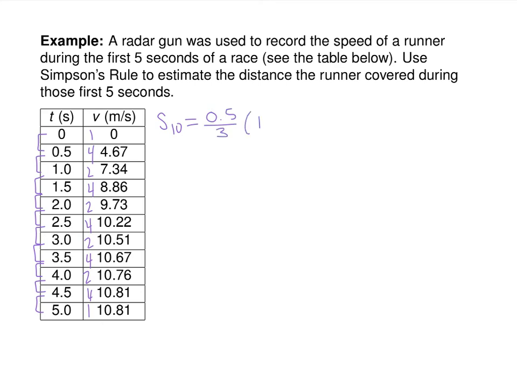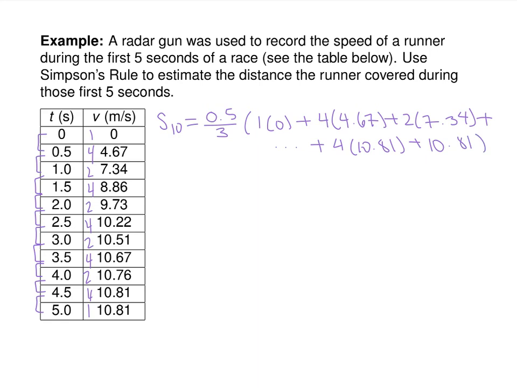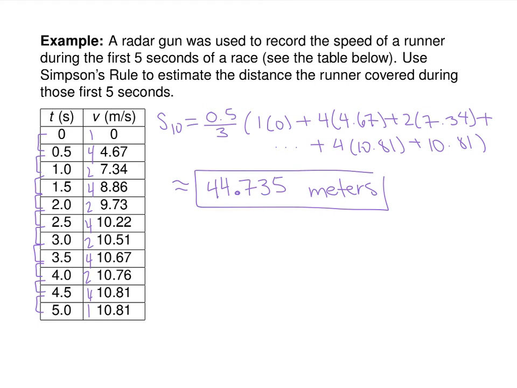And we have 1 times 0 plus 4 times 4.67 plus 2 times 7.34. And from the table you get the idea, so just write plus dot dot dot plus. The last one will be 4 times 10.81 and then plus 10.81. So it appears that that runner got up to speed and their speed leveled off. And that's going to be approximately 44.735 meters. So that's about how far that runner ran.